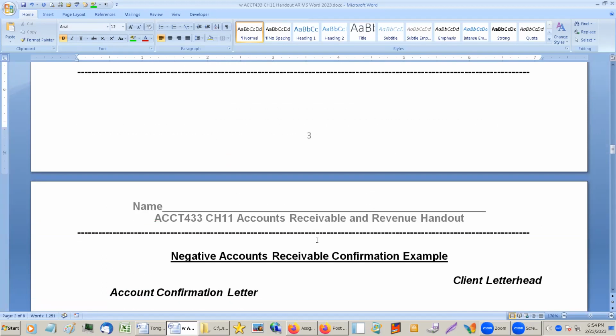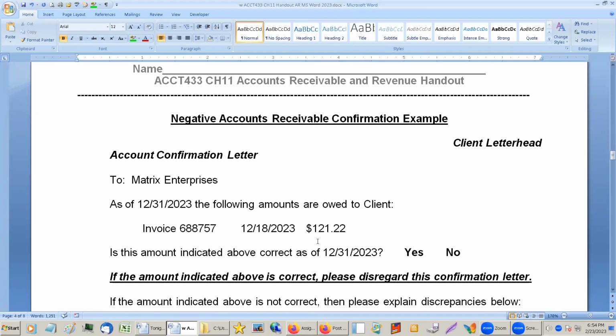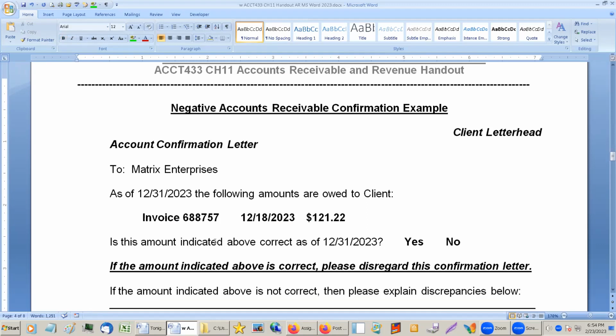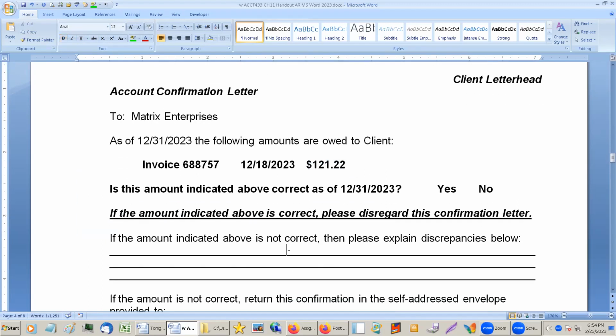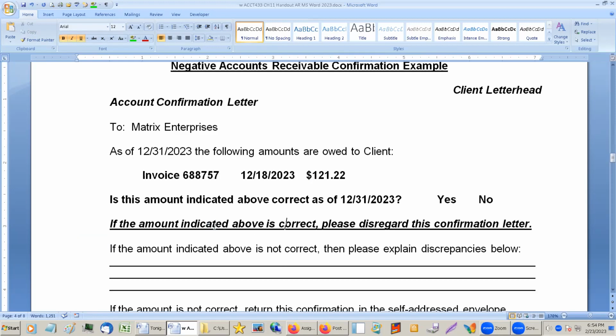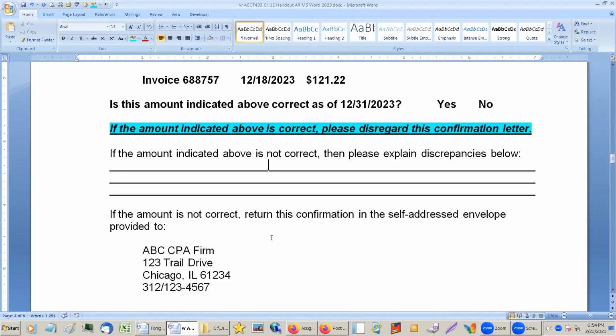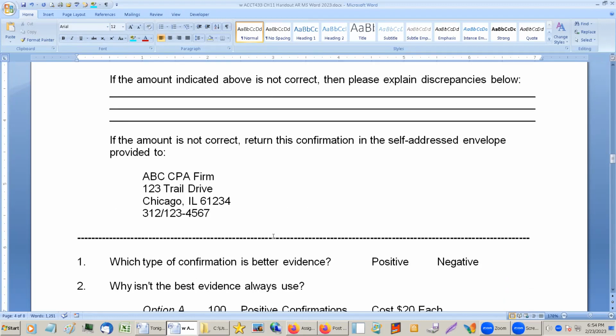Okay, let's take a look at a negative one. Negative accounts receivable. Is this amount correct as of 12/31? Yes or no? Same as before. If the amount indicated above is correct, please disregard this confirmation letter. If the amount above is not correct, then explain the discrepancy and then send it back to us.